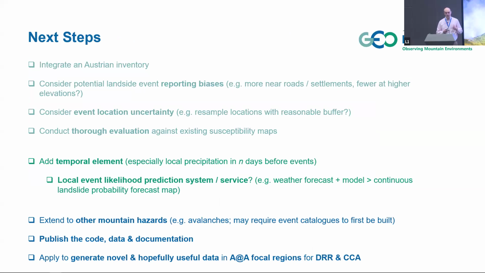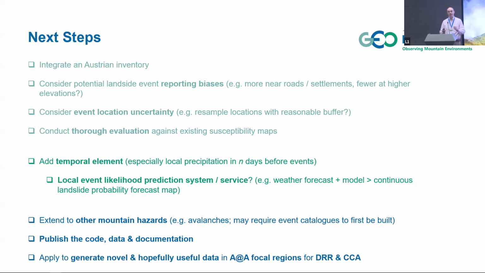So in terms of next steps, I would certainly hope to integrate a historical event inventory in Austria. We could also consider this issue of potential event reporting biases in the past record. So maybe landslides are more likely to be reported if they occur near settlements or near roads, for example. This is something to consider. There's also perhaps some uncertainty in these locations of the events as well. So we could potentially sample to compensate for this or to explore this, and of course conduct thorough evaluations against existing susceptibility maps. It could also be very nice to add a temporal element, because we know the date on which these historical landslides occurred.